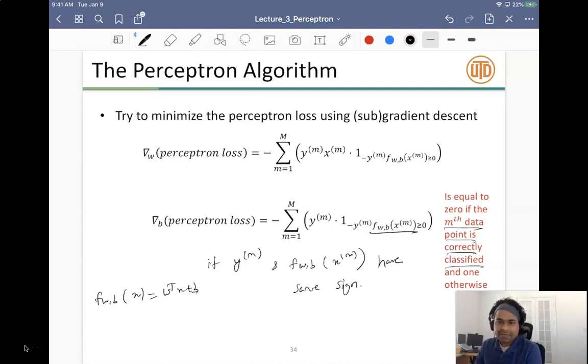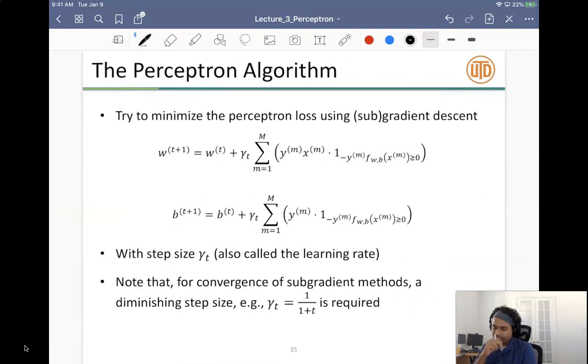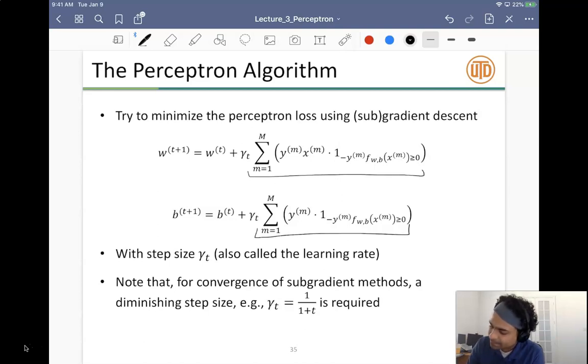So if both of these have the same sign, that means it will be correctly classified and the gradient will actually be 0. This is the critical piece: in both cases, both gradients are actually 0 if it is correctly classified. So now, the subgradient descent algorithm is exactly the same as the gradient descent algorithm, just that I use a subgradient instead of the gradient. We saw that this is the subgradient with respect to W and this is the subgradient with respect to b.